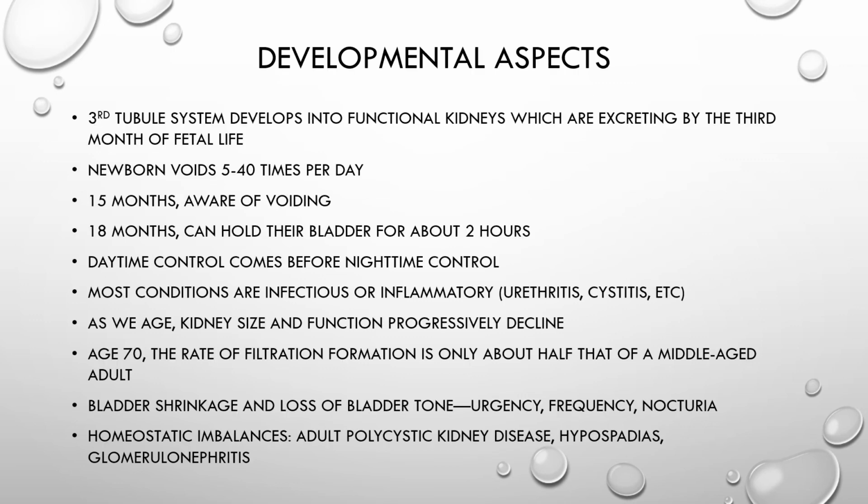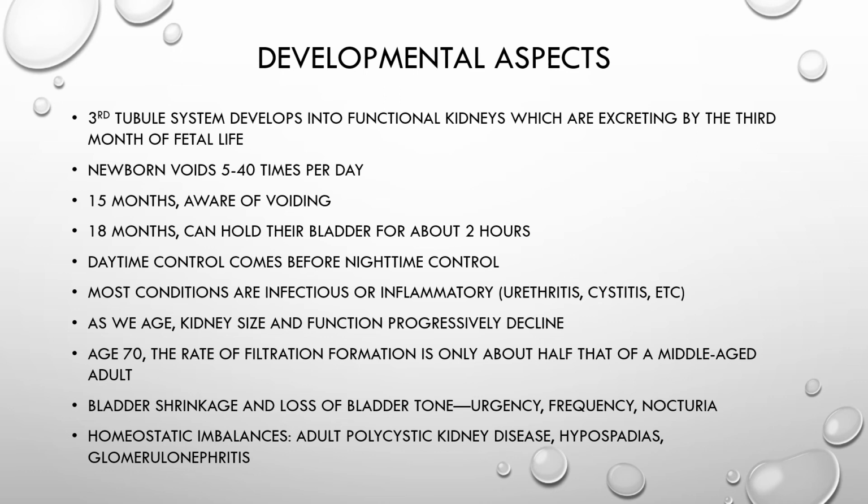Developmental aspects of the urinary system. So when you trace the embryonic development of the kidneys, it almost seems as though they can't make up their mind about whether to come or go. The first tubule system forms and then begins to degenerate as a second lower set appears. The second set in turn degenerates as a third set makes its appearance, and this third set is the one that develops into functional kidneys.